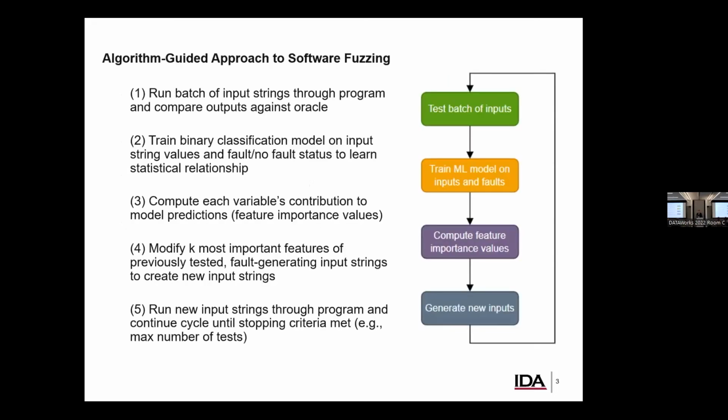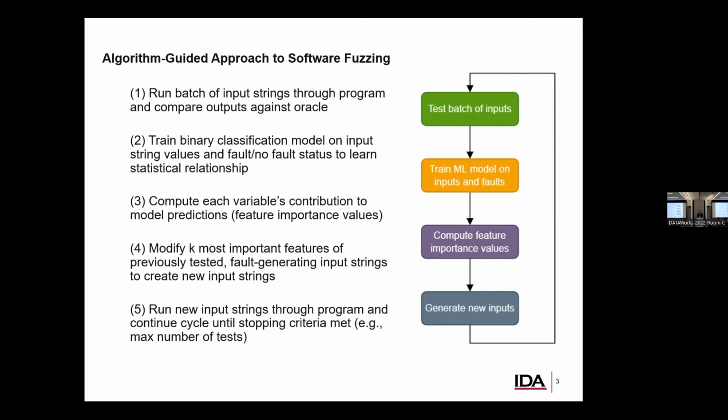So our algorithm-guided approach is as follows. We first run a batch of randomly generated inputs through the program and compare those inputs to an oracle. So the oracle will tell you whether the output is the expected correct output or not. If the output does not match the oracle, it's considered a fault triggering input. Then we train a binary classification model on the input string values and the fault or no fault status of those inputs.